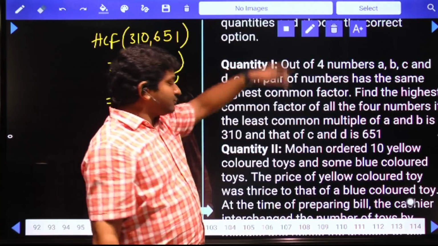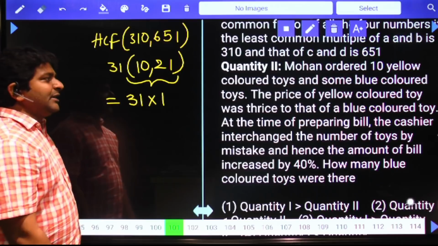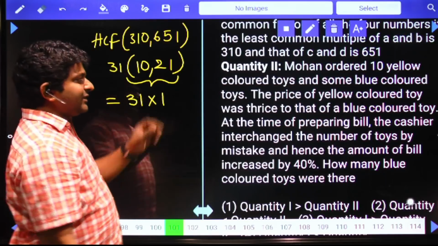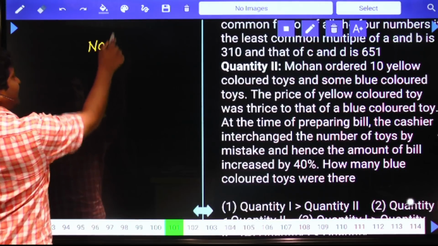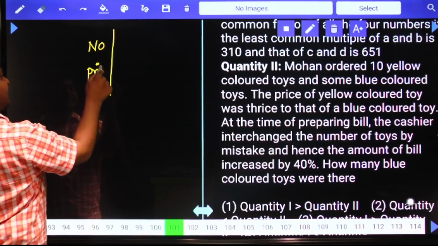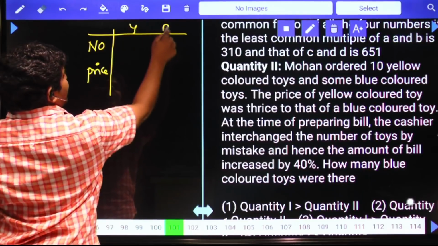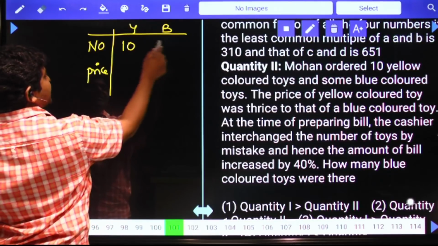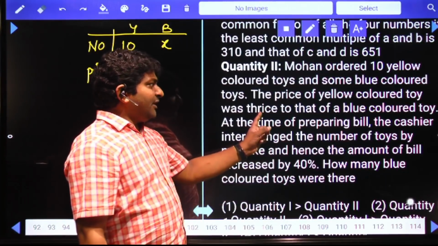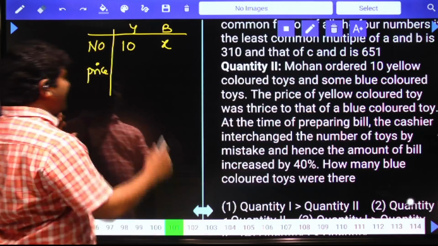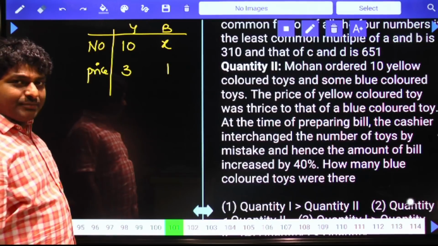Now, Q2. Mohan ordered 10 yellow colored toys and some blue colored toys. The price of a yellow colored toy was thrice that of a blue colored toy. Here we have the number of balls and here it is about price. We have two different colors, yellow and blue. He purchased 10 yellow balls and let's say X blue balls. The price of yellow is 3 times that of blue. Let me assume the blue ball price is 1 rupee. Then the yellow ball price becomes 3 times of it.